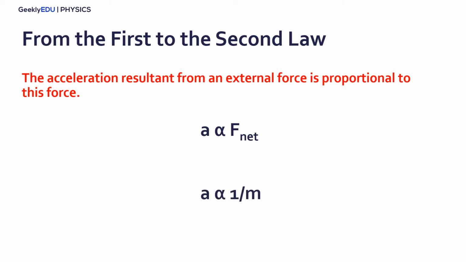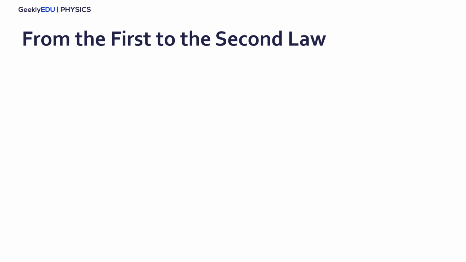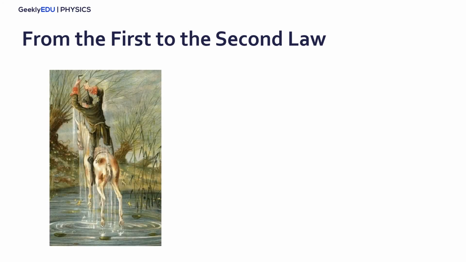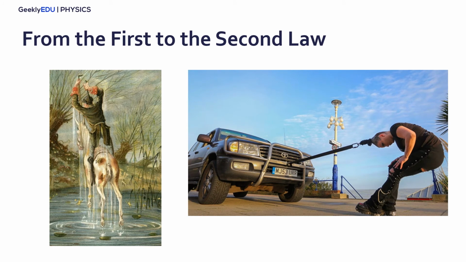It means that the greater the external net force, the greater the acceleration, and the greater the mass, the harder it is to accelerate this object. Remember, it's always an external force, so that's why this is impossible. He's trying to pull himself up, but it's not possible because it's an internal force that's acting on him. And this, it seems a little bit crazy, but it is possible. It's an external force acting on the object.